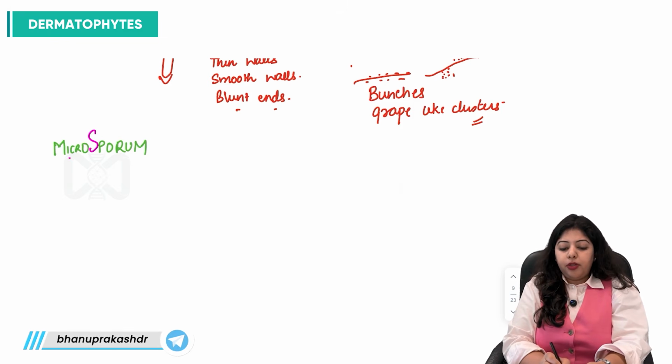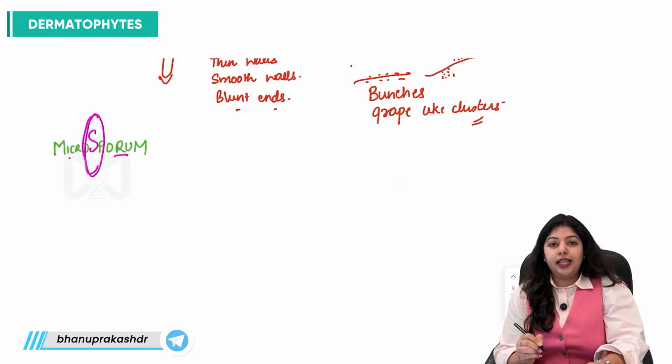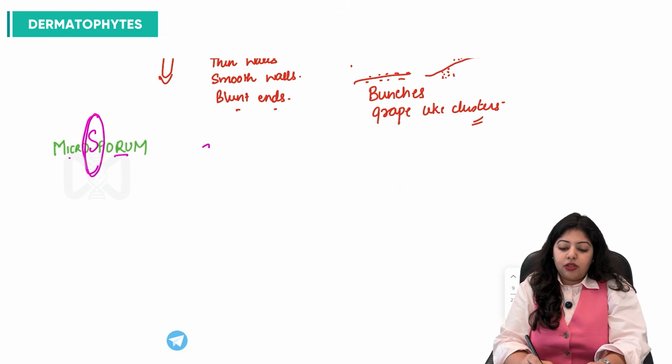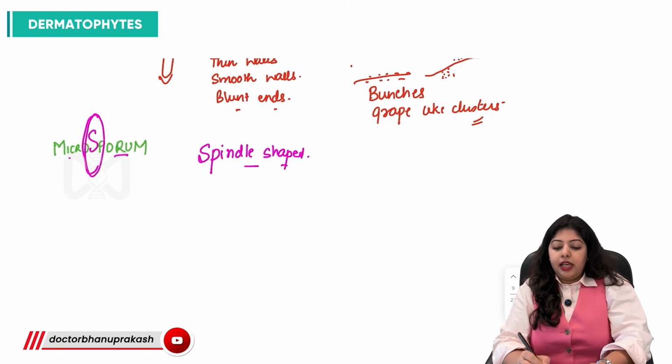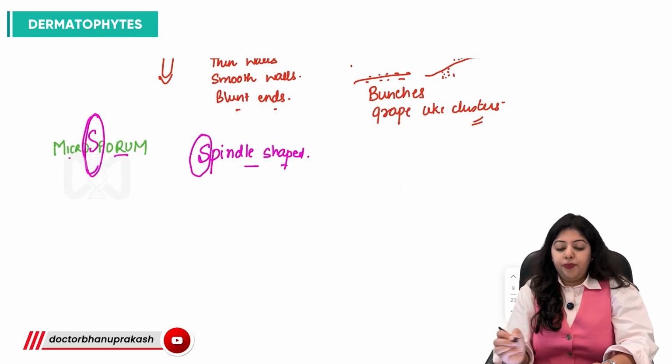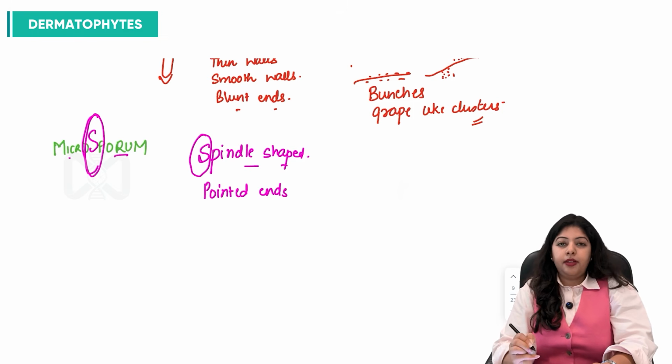For Microsporum, we'll take the letter S. We'll highlight this letter S. S stands for spindle-shaped macroconidia, right? It is spindle-shaped. Naturally it is going to have pointed ends because it is spindle-shaped, right?